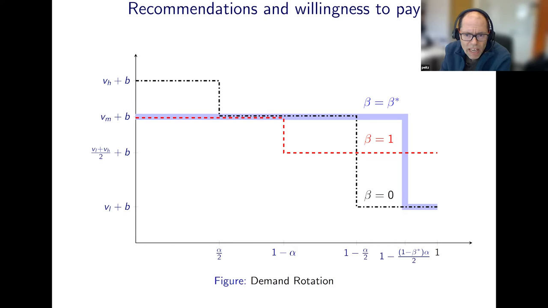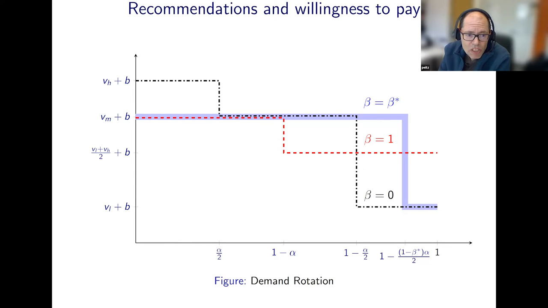Okay. The opposite case would be to have a fully uninformative recommendation, recommend the product to all picky consumers. In that case, picky consumers cannot update their belief. And what we have is the valuation, the willingness to pay VM plus B for the flexible consumers, and VL plus VH over 2 plus B for the picky consumers, okay?